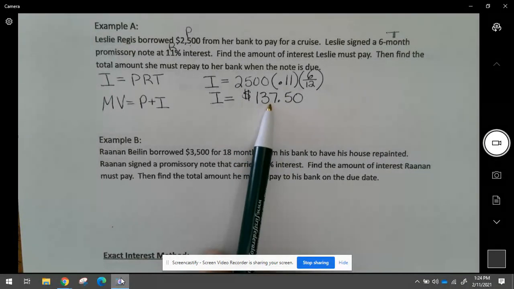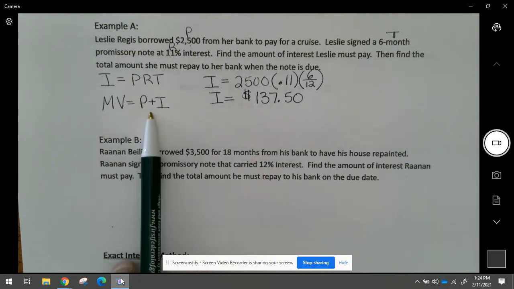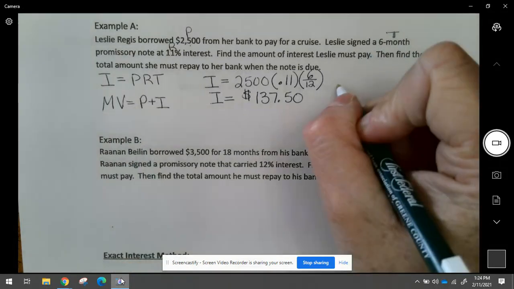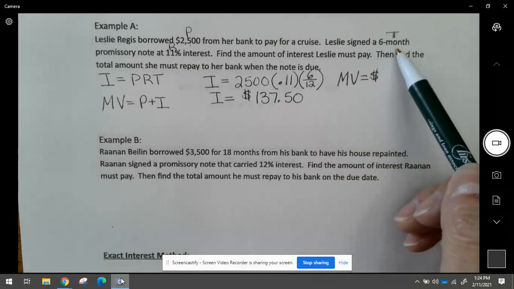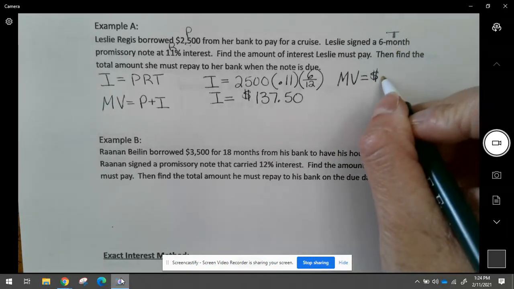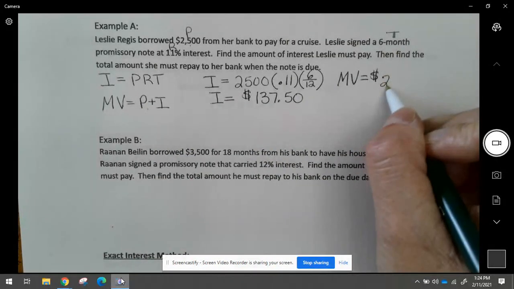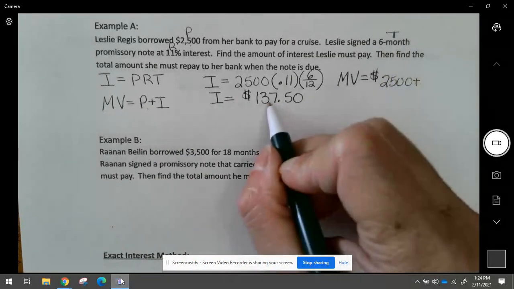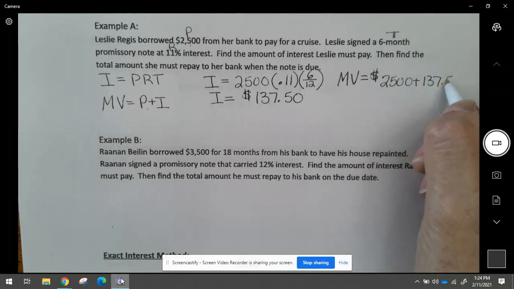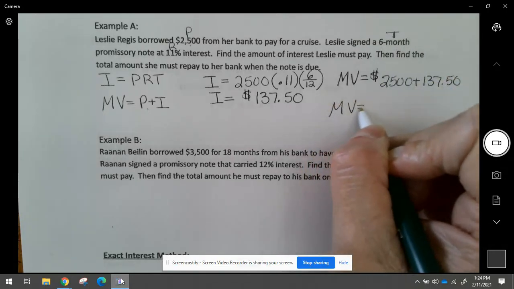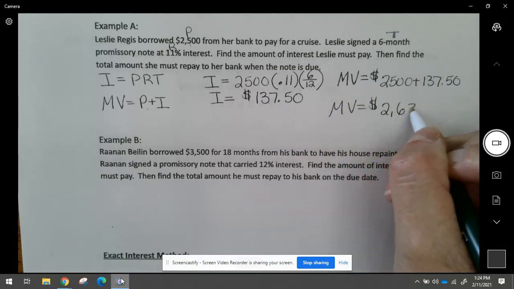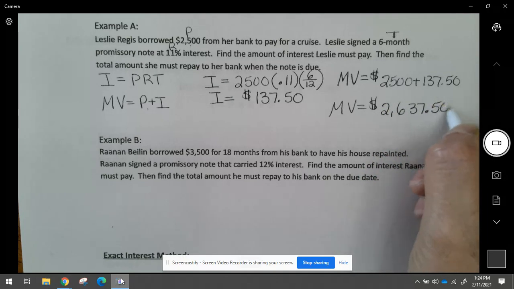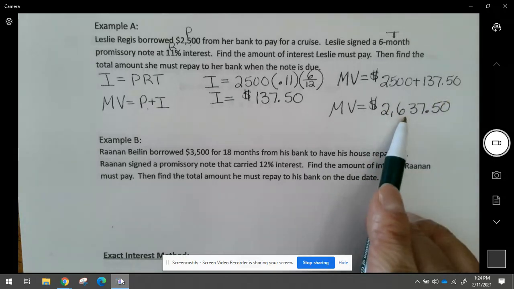Now that I know my interest, I can substitute into this formula and get my maturity value, the amount due on the due date in 6 months from the time she took the loan. So we start with our principal, 2,500, plus our interest that we just calculated. So our maturity value here is going to be $2,637.50 that she's going to have to repay in 6 months' time.